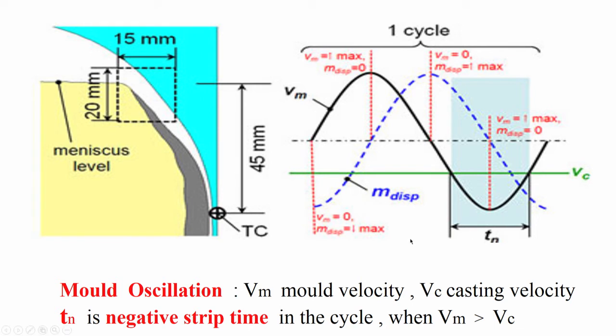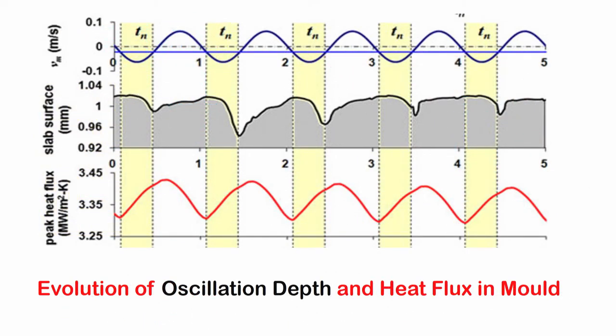So, again I am mentioning here mould oscillation, Vm is the mould velocity, which is sinusoidal, Vc is the casting velocity. Tn is the negative strip time, that time fraction of the cycle time where the mould velocity is greater than the casting velocity. You see casting velocity is here, that green, and the mould velocity is black here. So, this portion of the cycle time is called negative strip time where mould velocity is more than the casting velocity.